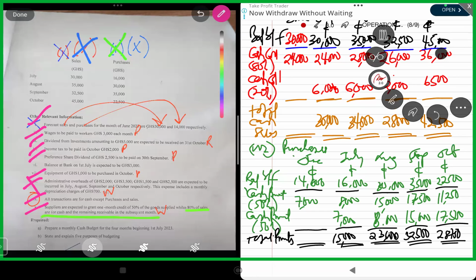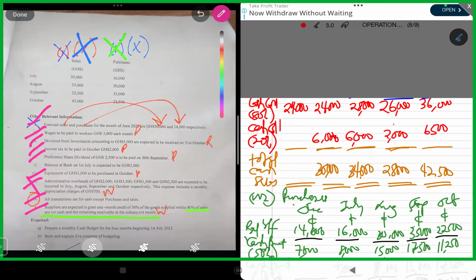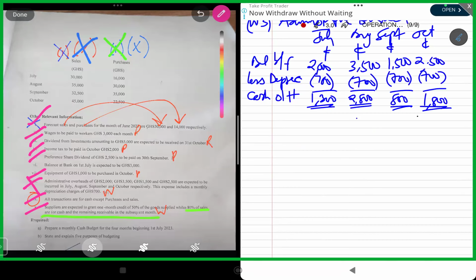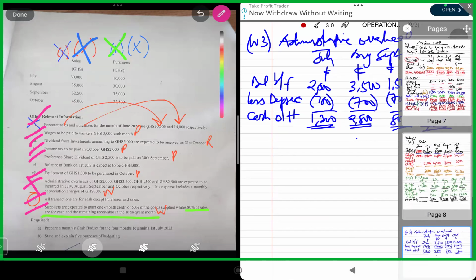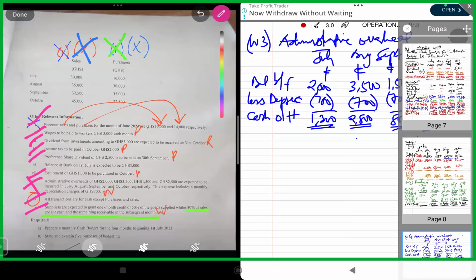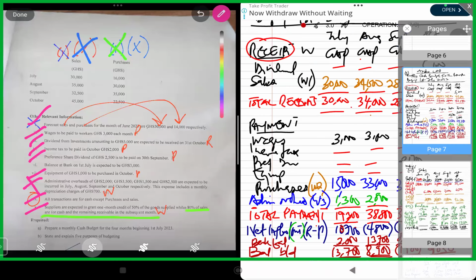Then there was a requirement under overheads, which are indirect expenses, that there was a depreciation charge of 700 cedis per month. Because depreciation is a non-cash expense, we had to take it out from the overheads balances and arrive at the actual cash overheads. And we also reported it under payment. Why? Because overheads are expenses which the business has to pay. So that's basically what we did.